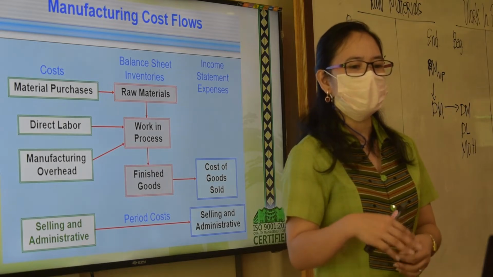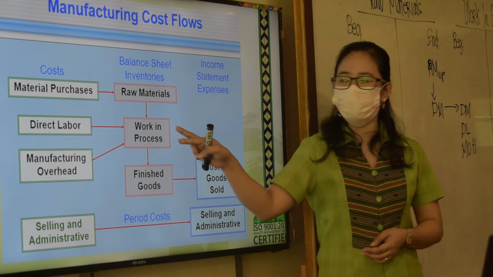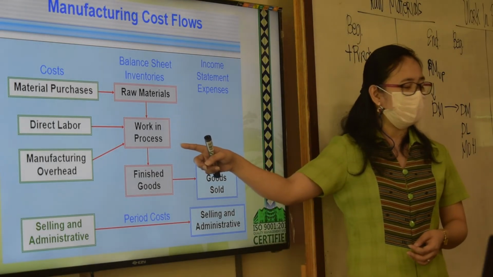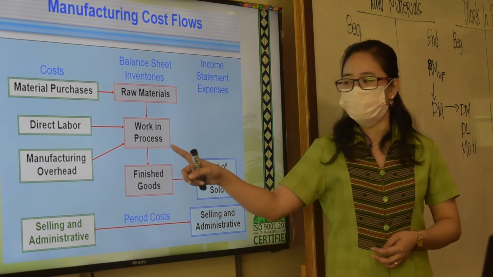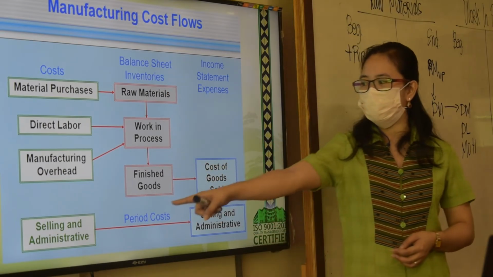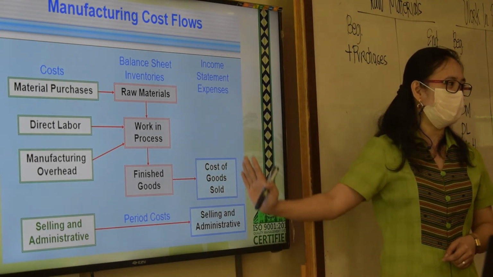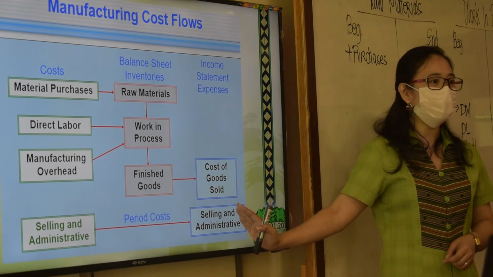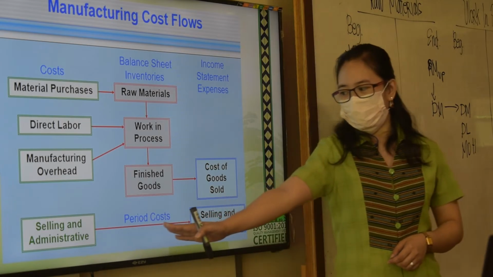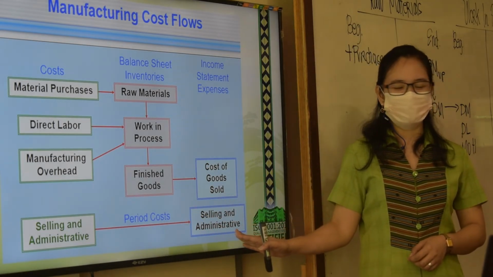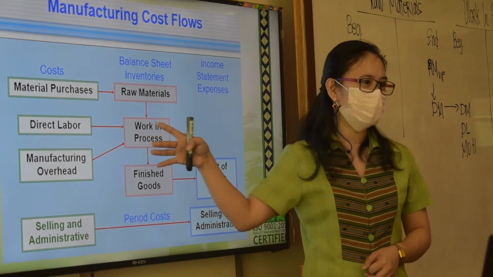But, take a look. Okay, materials purchases, pupunta siya sa raw materials. Labor and manufacturing overhead, papasok lang siya sa working process. You will add the raw materials and definitely you have your manufacturing costs. Okay, so finished goods, sa balance sheet yan. Cost of goods sold, walang question dito, it will fall under income statement. What else? It also includes selling and admin costs. So mga period costs po ito, these are all product costs.